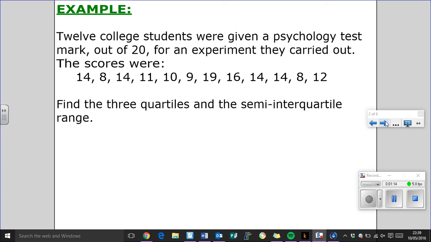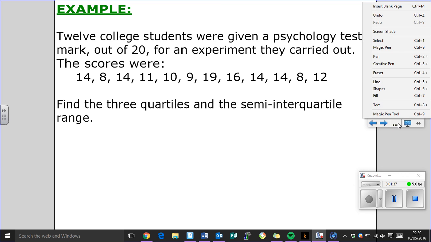Okay, so the quartiles are basically just the numbers that are going to split this data set into 4, so that you have a lower 25%, a middle lower 25%, a middle upper 25%, and an upper 25%. That's what we want to split this data into. For that to happen, we need to rewrite this data in order.